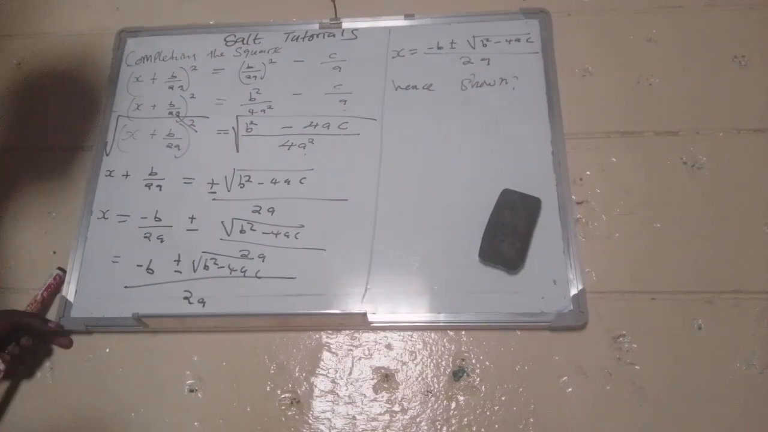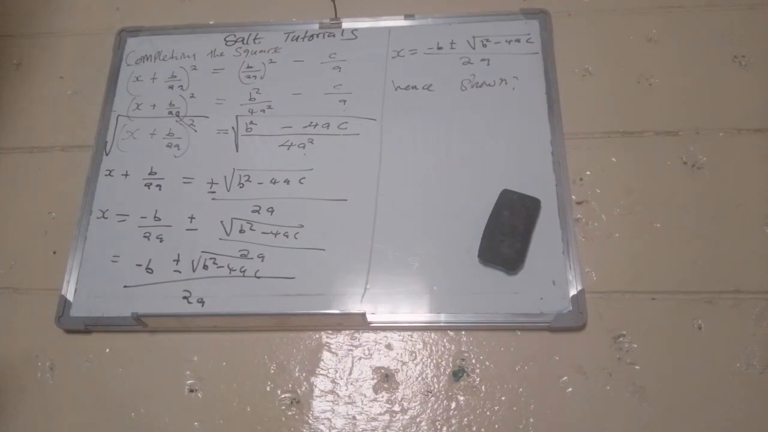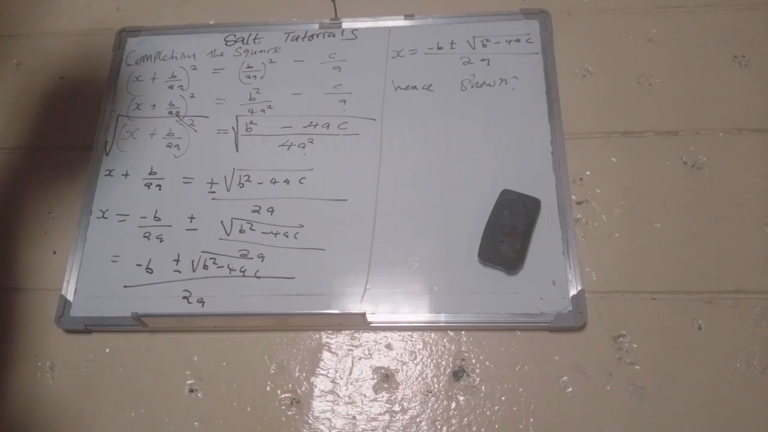How has it been shown? Using the method of completing the square. So the same process and the same arrangement is what happens when solving by completing the square with any question that will be given to you.